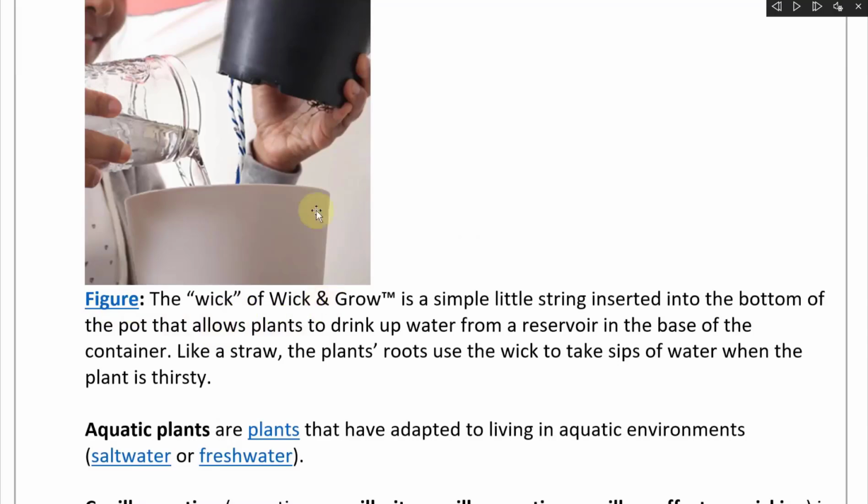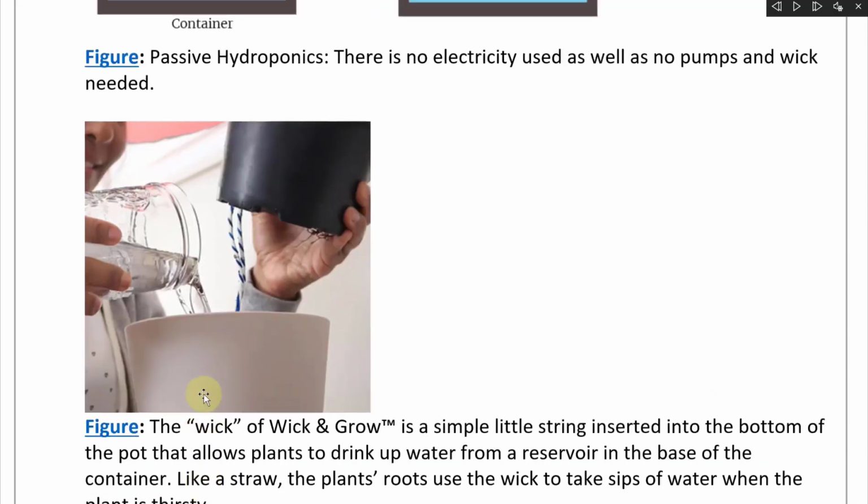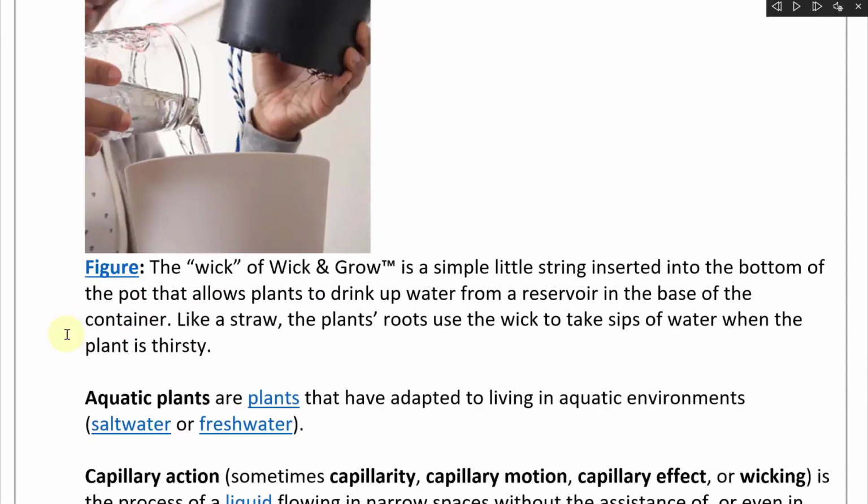So the wick of this product, Wick and Grow™, is a simple little string inserted in the bottom of the pot that allows plants to drink up water from a reservoir in the base of the container. Like a straw, the plant's roots use the wick to take sips of water when the plant is thirsty. So you can put water in there, and then the string will help absorb it, and so on. All right, so that's very, very interesting.